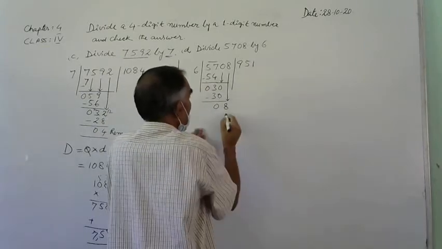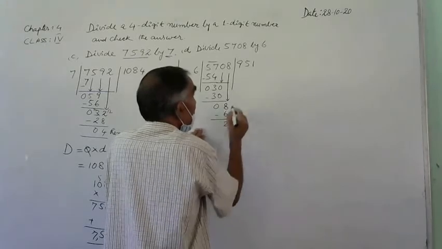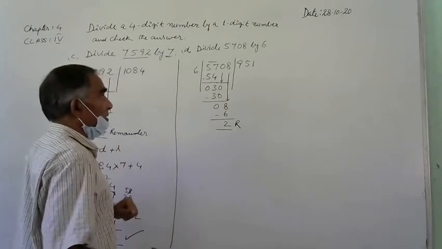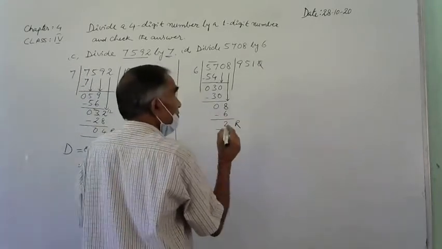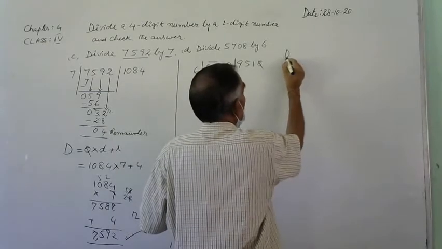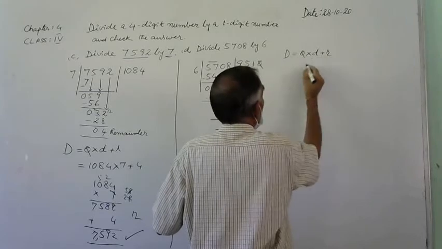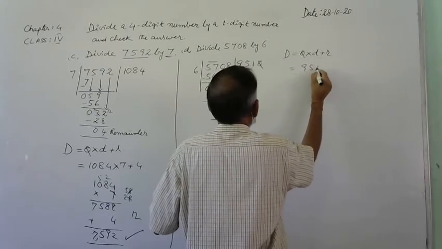6 ones are 6. Minus 8 minus 6. Is there nothing left? It is the remainder. You write in short form R for remainder. It is the quotient. It is the divisor. You check it here. The rule is dividend is equal to quotient into divisor plus remainder. What is the quotient here? 951.